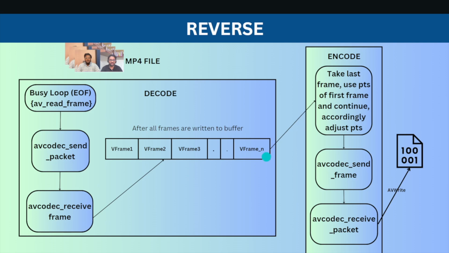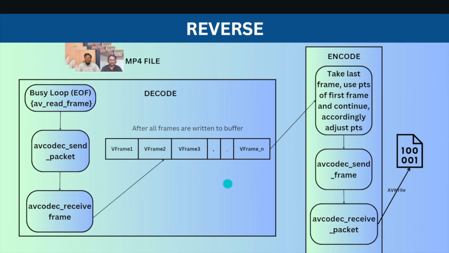And this buffer is a vector of AV frames, and here we will be storing all the frames until the end of file is reached. So usually what we do is, for each frame we encode it and then we delete this frame, and then again we read the next frame, encode that frame and delete that frame. So like that we will keep on going.